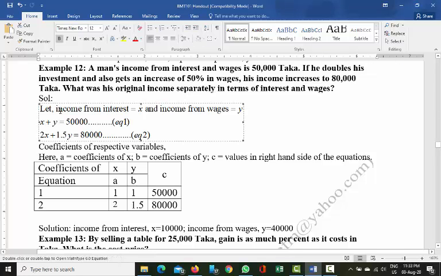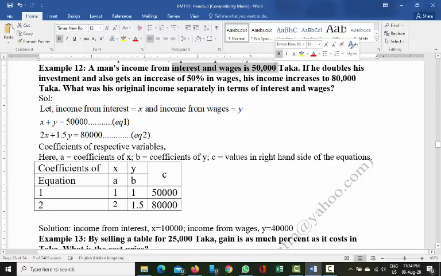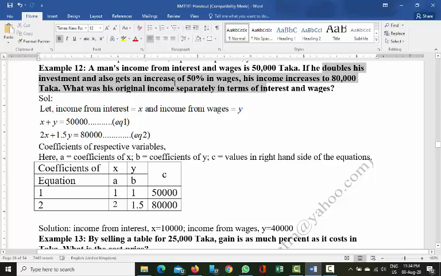So let income from interest be x and income from wages be y. Suppose we are assuming that income from interest is x and income from wages is y. So total income from interest and wages, that means x plus y, is 50,000 taka at present. Now if he doubles his investment, that means interest income will double. So interest income is x now. So if he doubles his investment, interest income will also double. So he will get 2x taka, and also get an increase of 50% in wages.